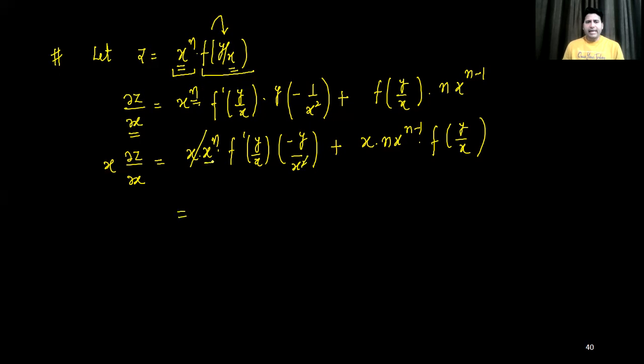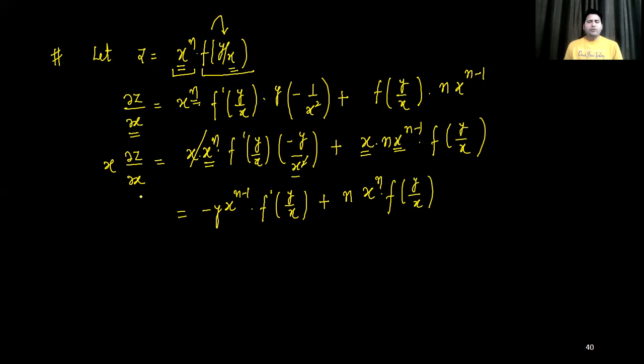So finally x power n, and this is x. So minus y into x power n minus 1 into f dash of y upon x plus this will be x power 1, x power n minus 1. So x power n minus 1 plus 1. So only x power n function of y upon x. This is one of the terms of the Euler's formula.